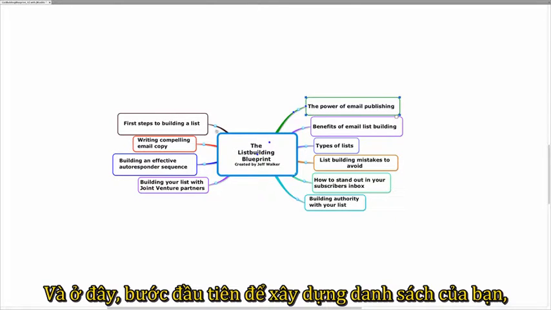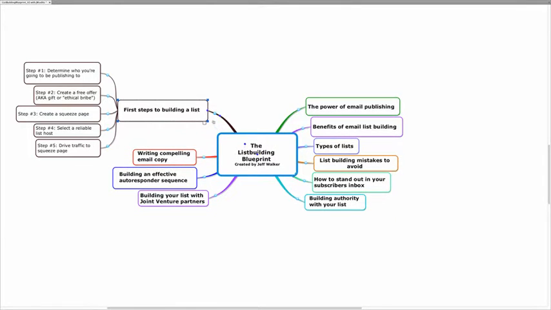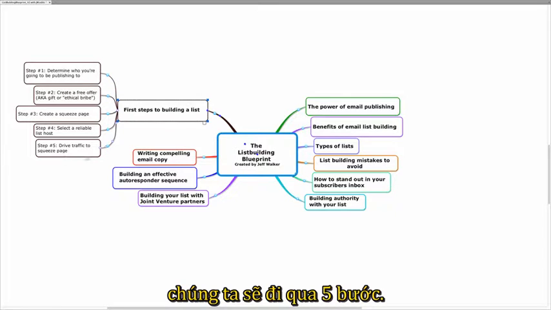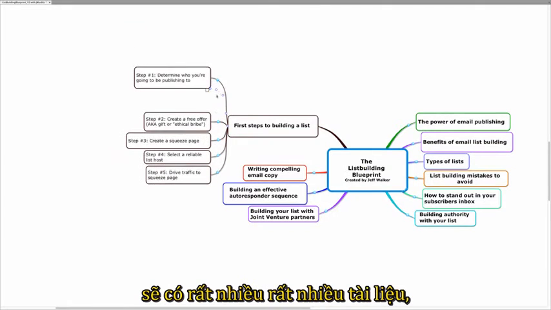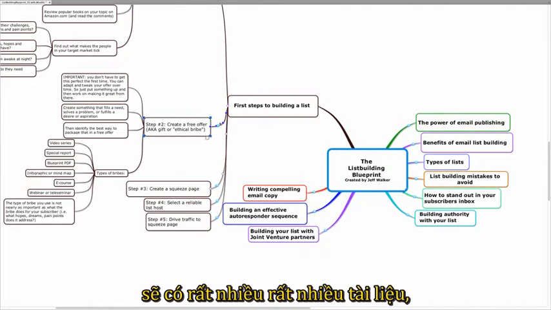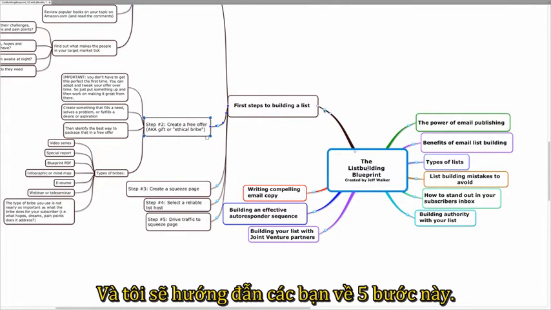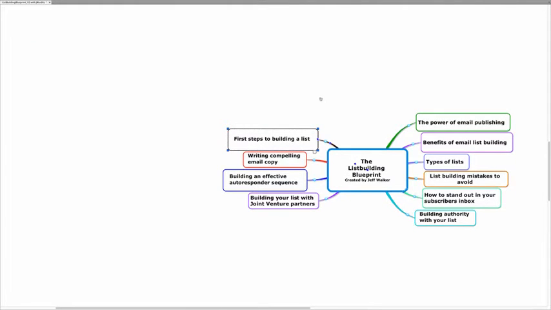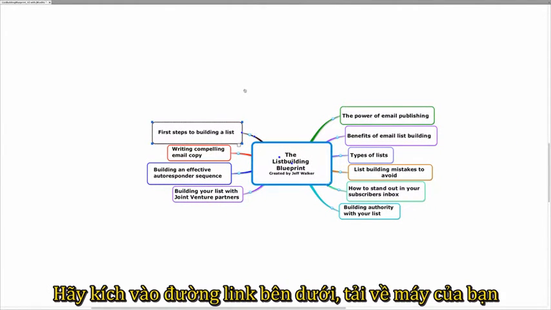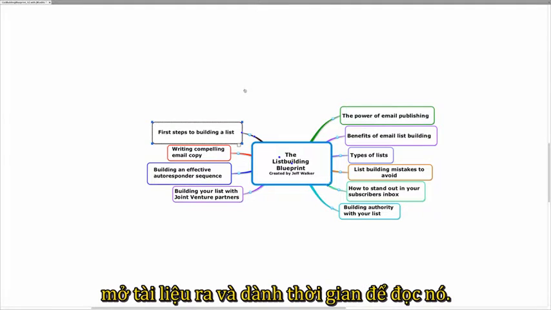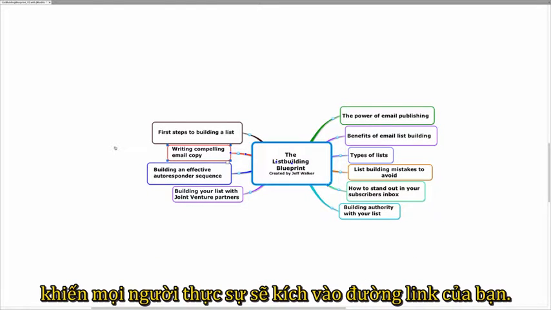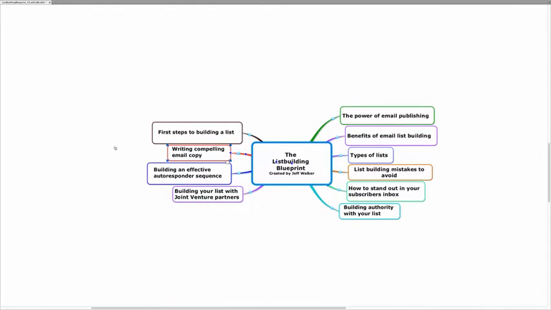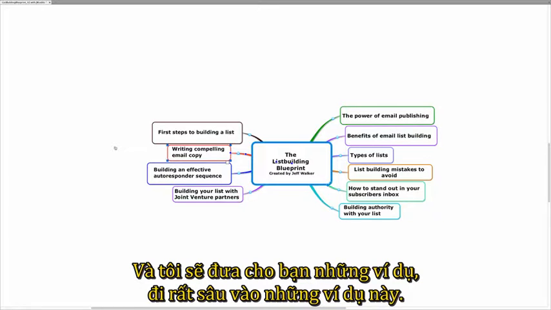Then here in the first steps to building a list, we're going to go through these 5 steps. And behind each one of these steps, there's just a ton of material. Again, download the blueprint, click on that link, download it to your computer, open it up, and take your time going through it. I'm going to teach you how to write compelling email copy so that people actually will click on your links. And I'm going to give you examples and go really deep here.